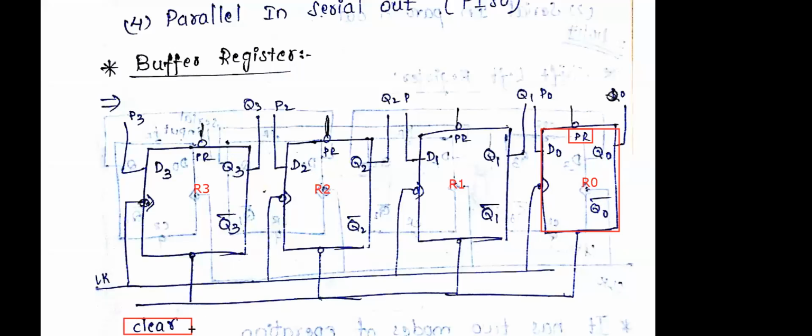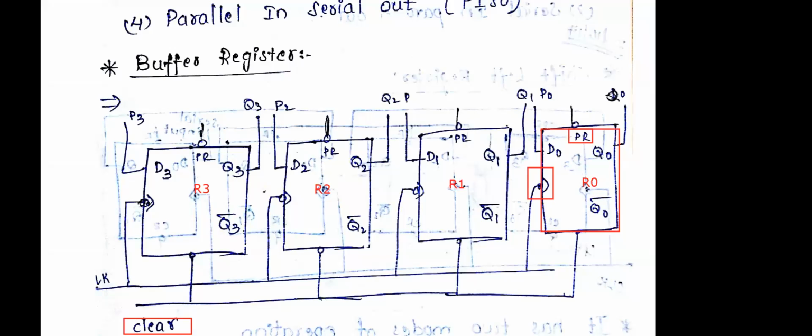All the clear inputs are connected together. Similarly, observe the clock now. If you observe here, the clock has a triangle symbol. The triangle symbol indicates that this is edge trigger. In the edge trigger, I am having the bubble here.